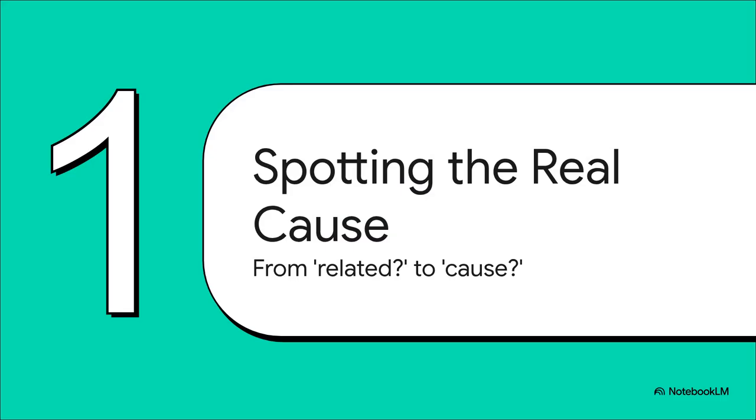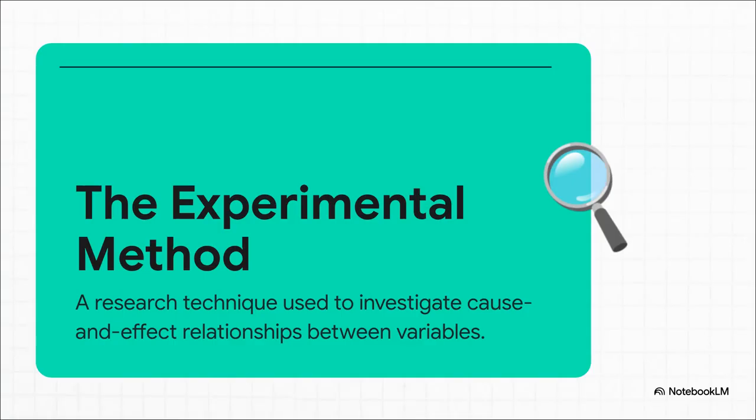So that's the big question, right? How do we get past what's related and get to the bottom of what's the actual cause? Well, for that, scientists have a special tool up their sleeve. It's called the experimental method. When you break it down, it's really just a carefully controlled test. And you know what? Let's build one ourselves right now to answer a question we've all wondered about. Does studying more actually cause you to get better test scores?